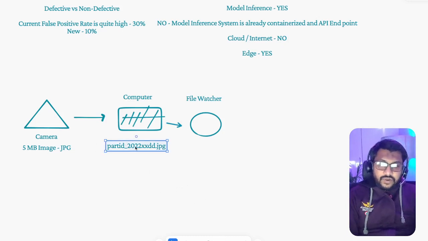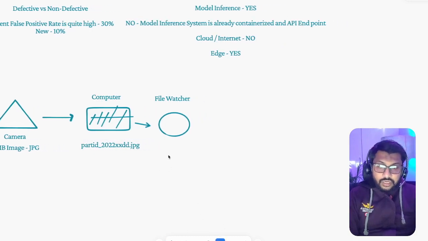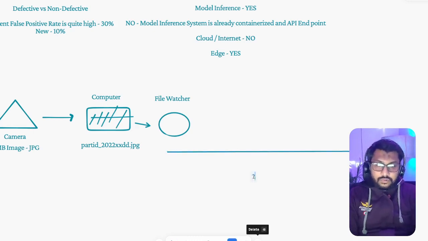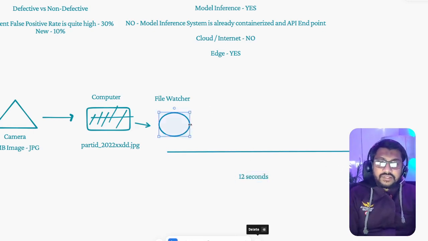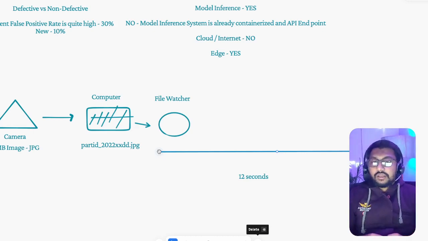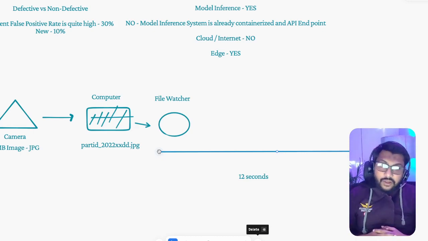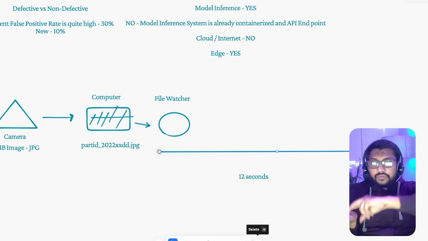So this file has come in. Now remember, we have 10 seconds to run the entire process. Let's say this is totally 10 seconds. Now the file watcher knows that the new file has been dropped. Now what are you going to do? I have multiple options, and I'm going to speak them out. What are the options that I have? I can take the file, we have a JPEG file. I can move the file.